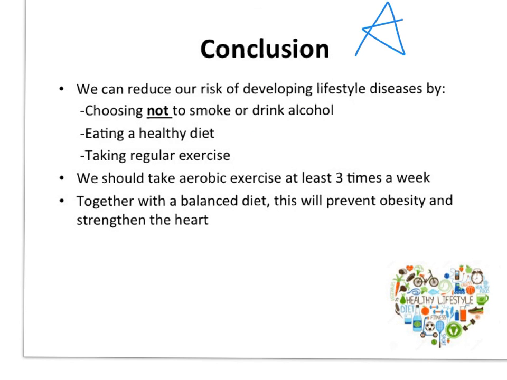Our lesson's conclusions. We can reduce our risk of developing lifestyle diseases by choosing not to smoke or drink alcohol, having a balanced diet in order for us to prevent obesity and to strengthen our heart. And of course, we need to take regular exercise, such as aerobic exercise at least 3 times a week.